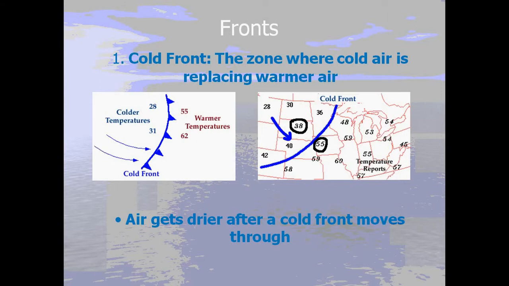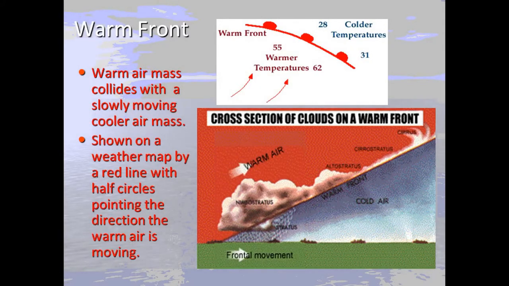And air gets drier after a cold front moves through. So let's talk about a warm front. Now, the warm front's a little bit different. The warm air mass collides with a slowly moving cooler air mass. If you look at the weather map to the right, there's a red line with half circles pointing in the direction the warm air is moving.